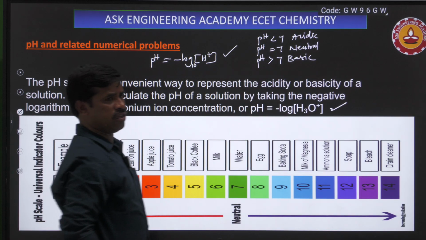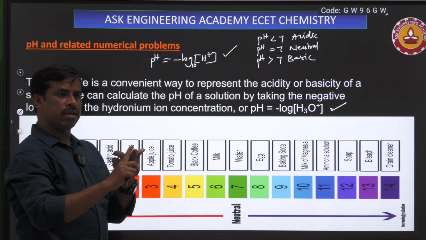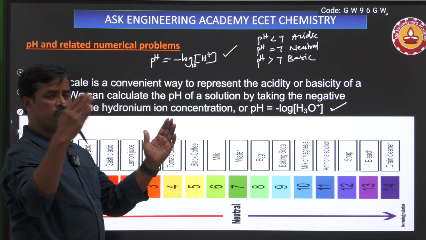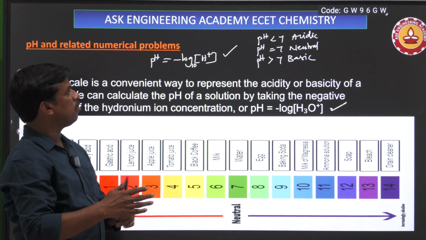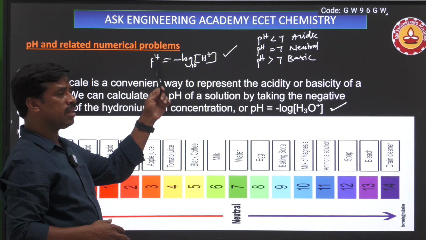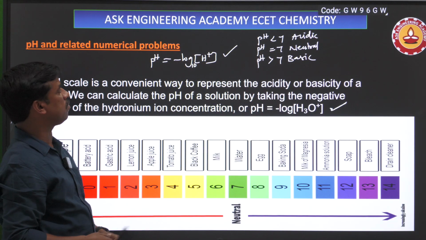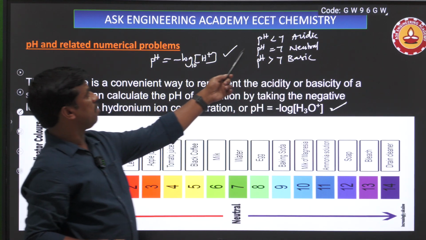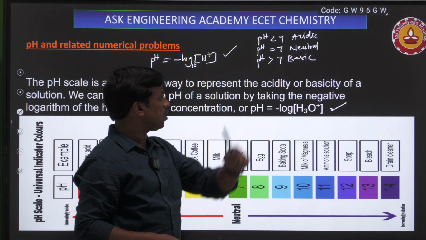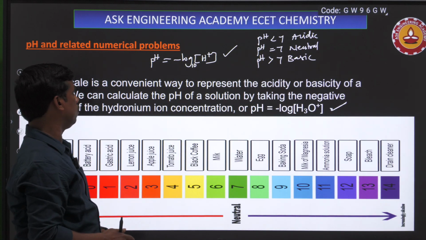This is the basic information, the pH definition, and between 1 to 14 are different types of acidic, neutral or basic substances. Once again I am repeating, the negative logarithm of H plus ion concentration is said to be pH. pH less than 7 is an acidic solution, pH equal to 7 is a neutral solution, pH greater than 7 is a basic solution.